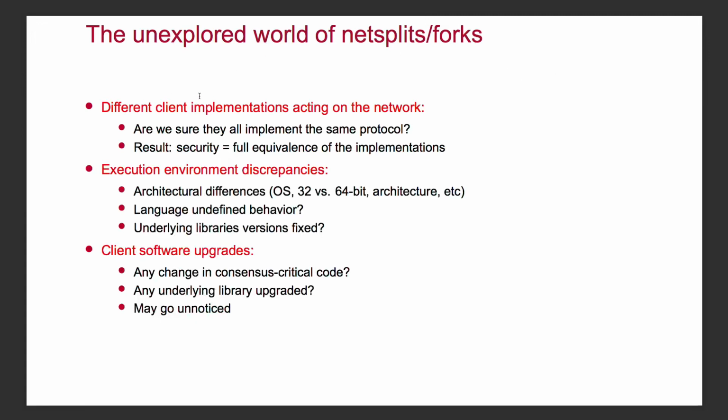So there could be different client implementations acting on the network. For instance, I may be running a Python implementation of a coin, and someone else may be running a C++ implementation of the coin. And the question here is really, are we sure that my C++ implementation of the coin really has the same notion of what a valid transaction and a valid block is as the Python implementation? If there is an edge case in which my C++ implementation is going to accept a block and the Python implementation is going to reject the block, then we get a net split.